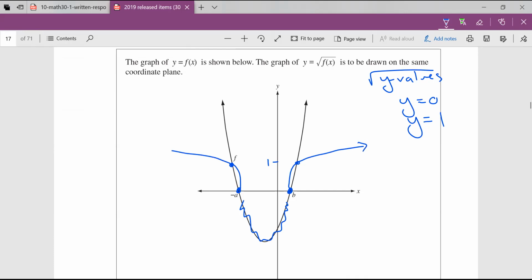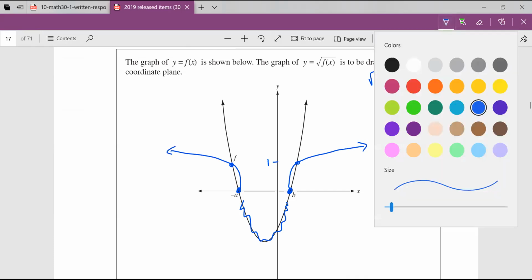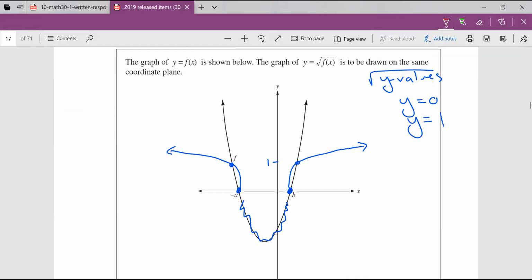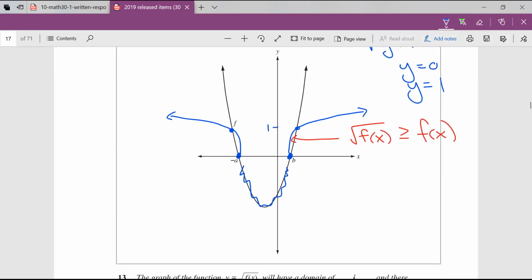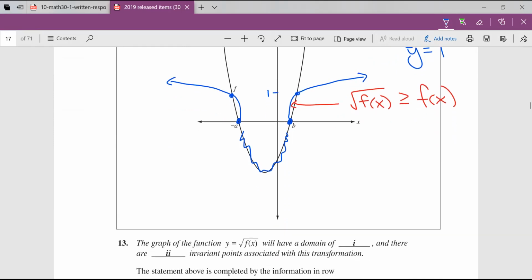And so it looks like that. So what this region is right here, friends, that region right there, that's where the square root of f at x is greater than or equal to the original function. Okay, I do need you to know that. That's important. Especially if they ask me to draw this by hand on a written question, I'd probably want to label that. Okay, so what's our new domain?